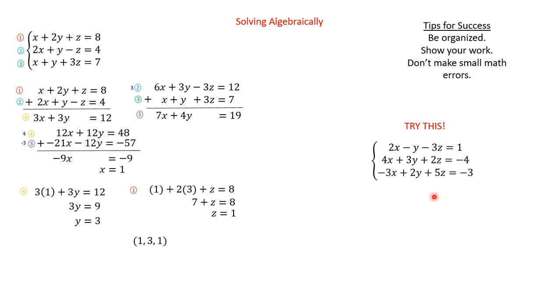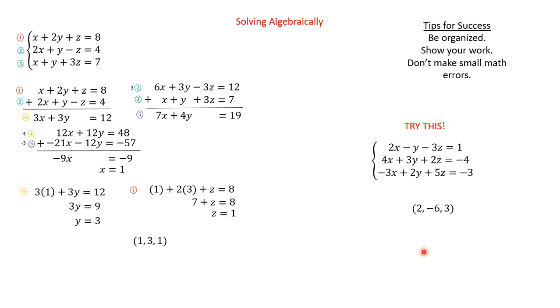So the answer is 2, negative 6, 3. Is that what you got? If yes, congratulations. If no, go back, see if you can find a mistake.